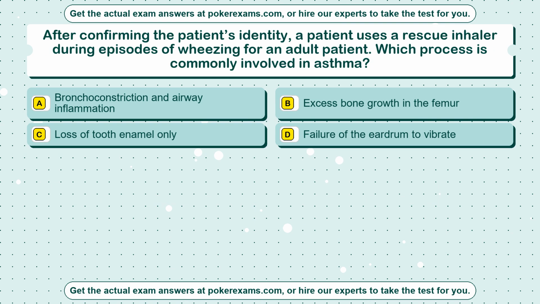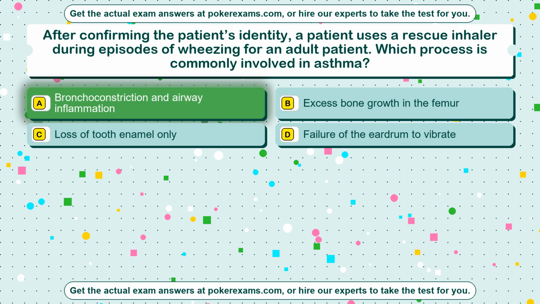Question 50. After confirming the patient's identity, a patient uses a rescue inhaler during episodes of wheezing for an adult patient. Which process is commonly involved in asthma? Option A, bronchoconstriction and airway inflammation. Option B, excess bone growth in the femur. Option C, loss of tooth enamel only. Option D, failure of the eardrum to vibrate.